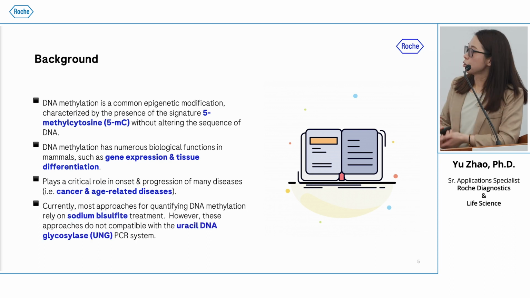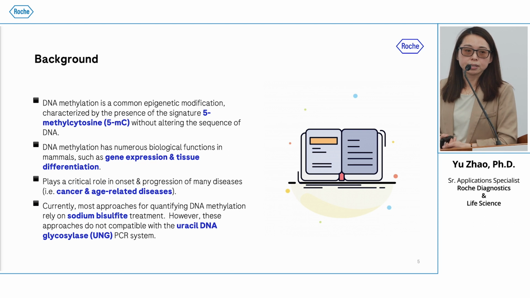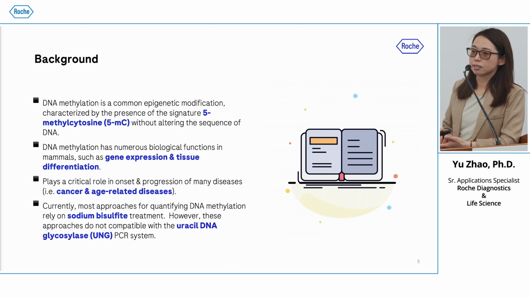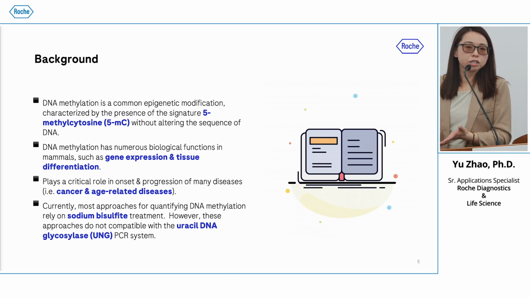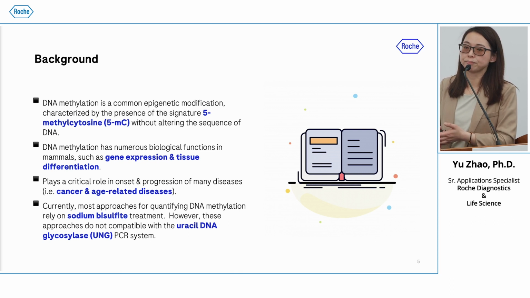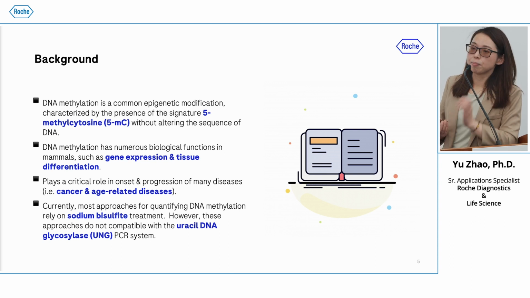Currently, sodium bisulfite treatment is a common method for DNA methylation analysis. However, such a method is not compatible with the UNG PCR system. As we know, UNG is commonly used in molecular labs to prevent PCR carryover contamination. So let me explain the reasons behind the incompatibility.